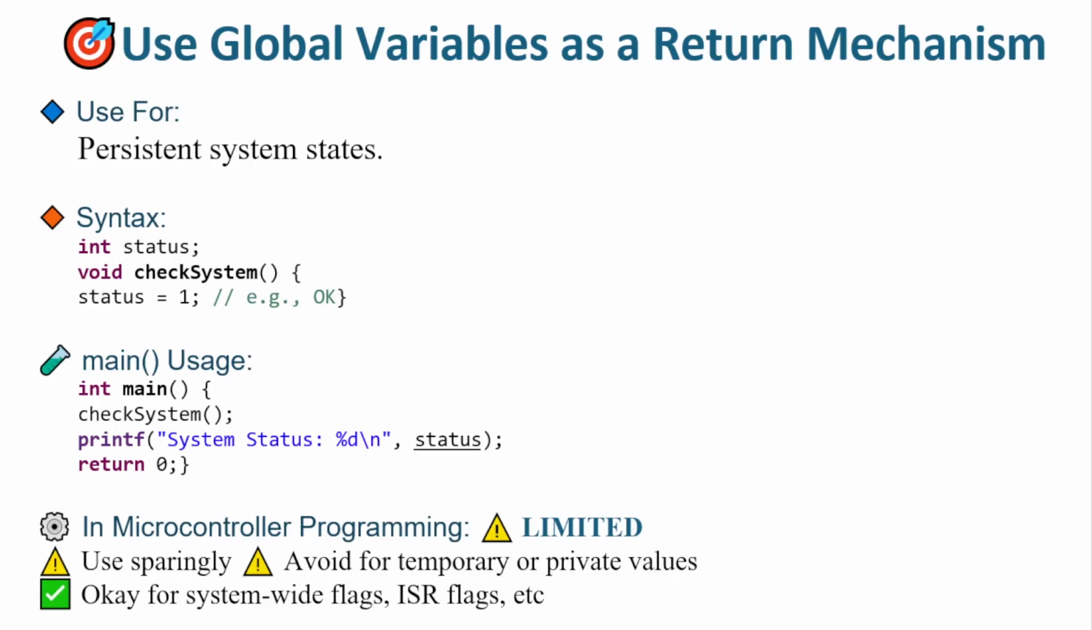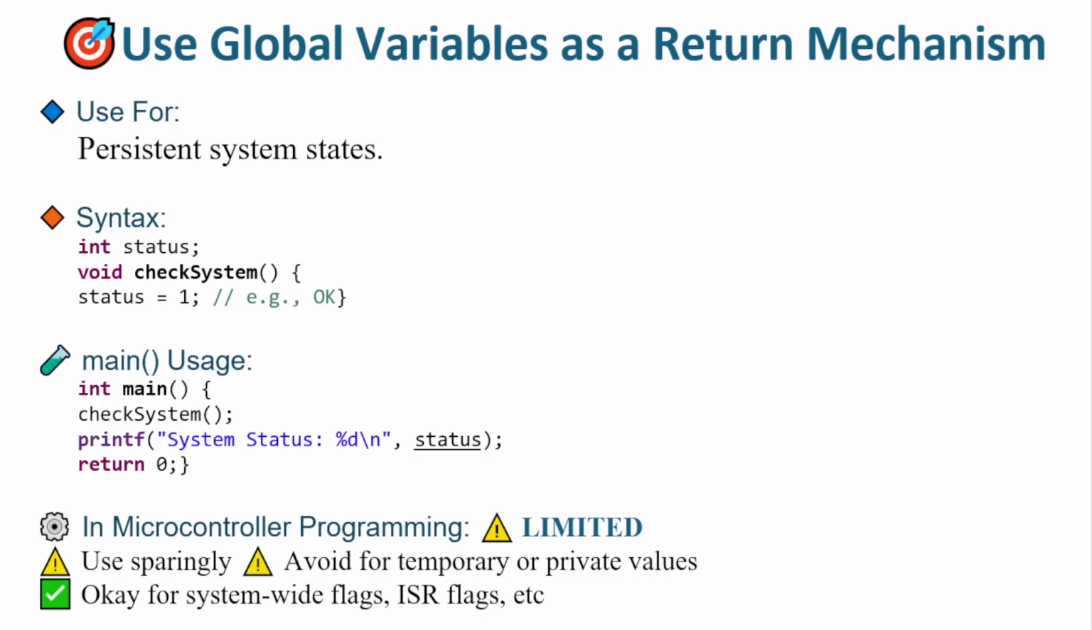In C, a global variable is defined outside of all functions, usually at the top of your code file. This way, every function in the file can access and modify it.